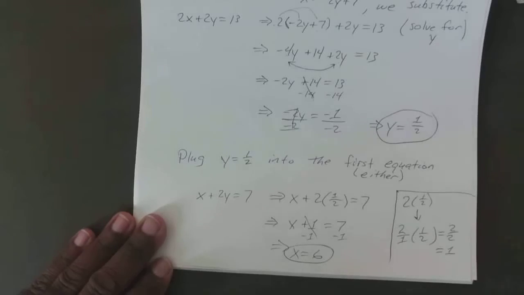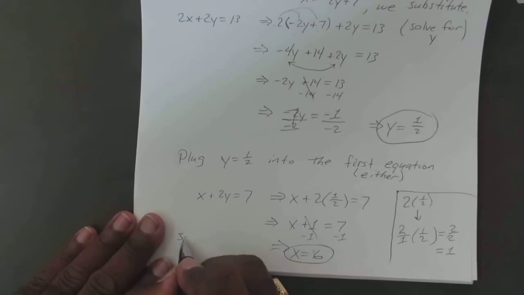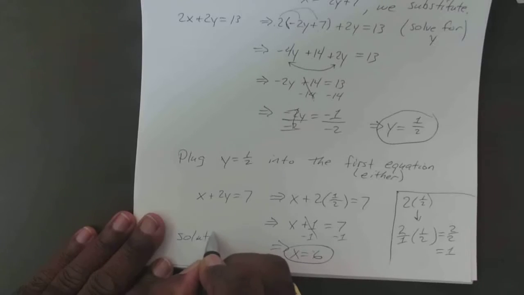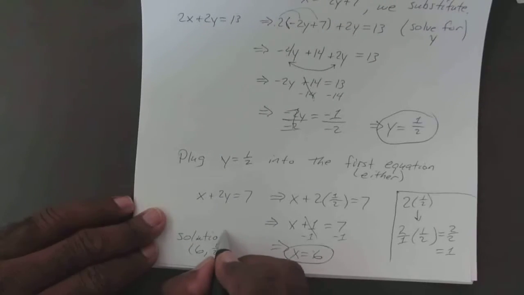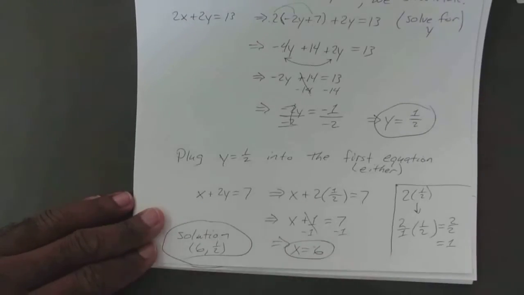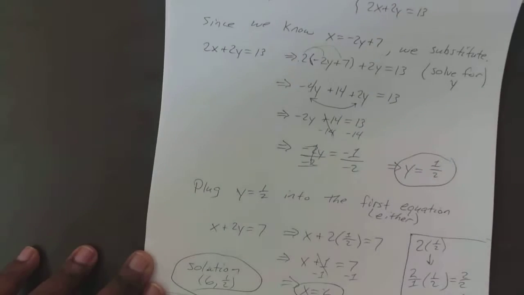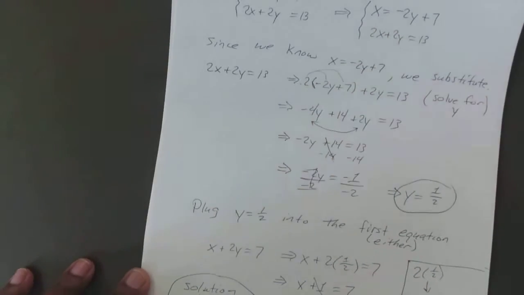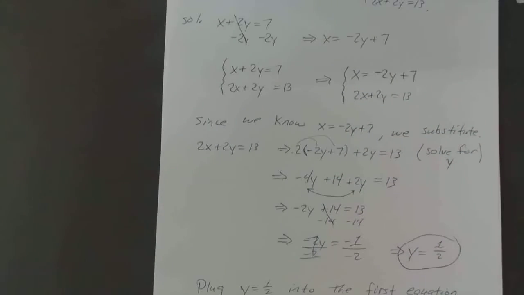So we know our solution is 6 and 1/2. Six comma 1/2. And again, if you want to double check, you can just plug it into both of those equations and it works out. All right, any questions on this one? Okay.